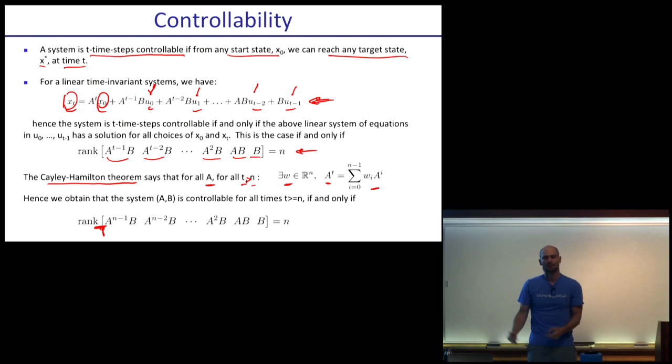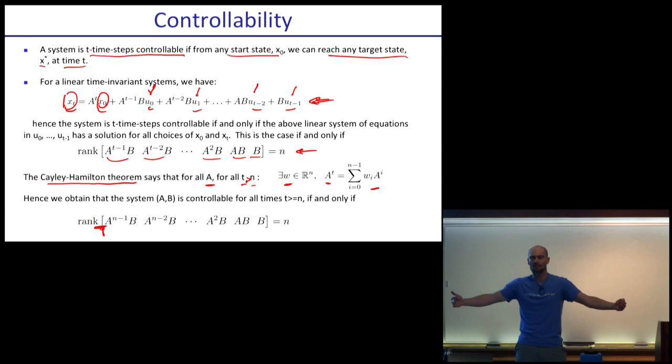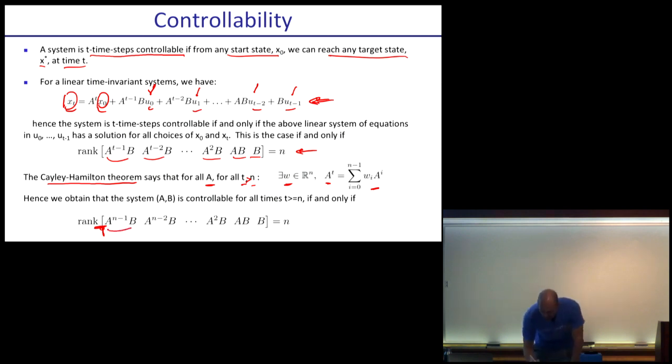And so what this says is that if you want to know if your system is infinite time step controllable, you actually don't need to check this infinitely wide matrix to see if it's of rank n. It's enough to just check the one up to A to the n minus 1 times B. That's enough to know whether anything beyond that will be rank n or not. If this is not rank n, nothing beyond it will be rank n.